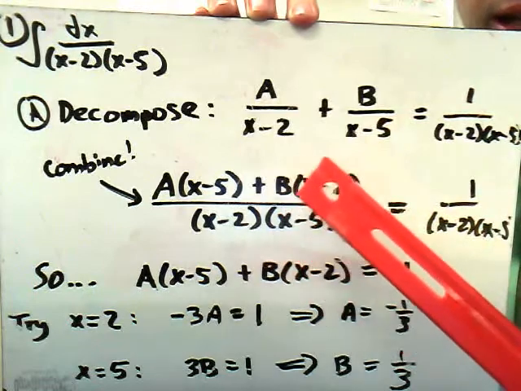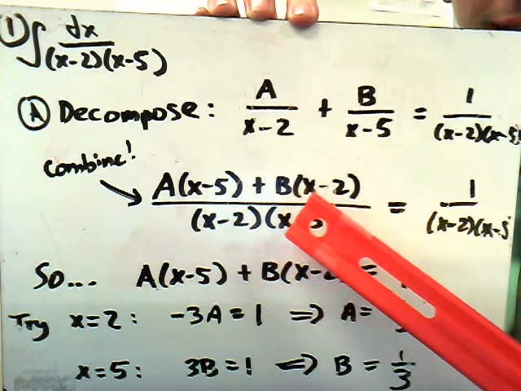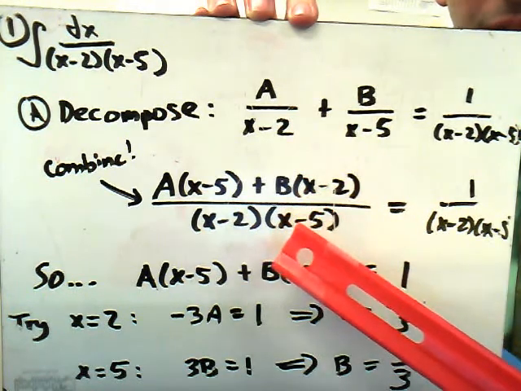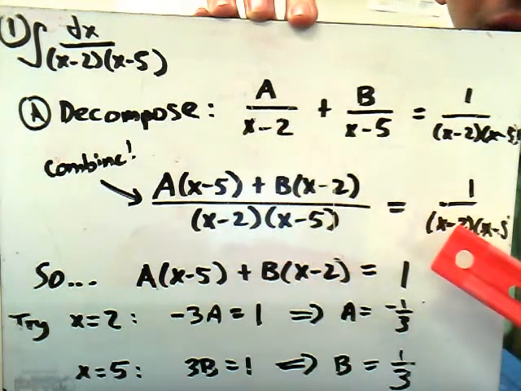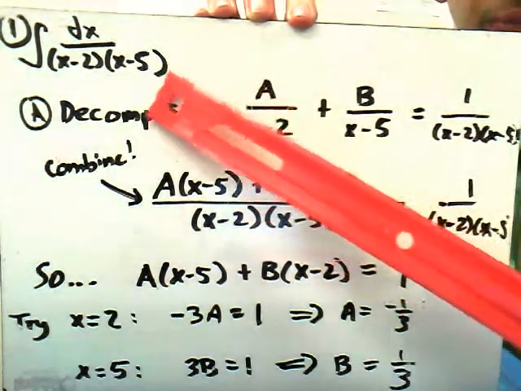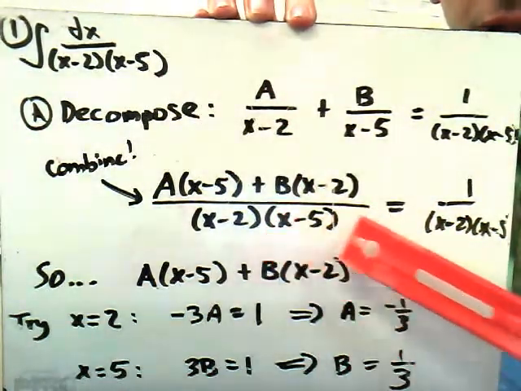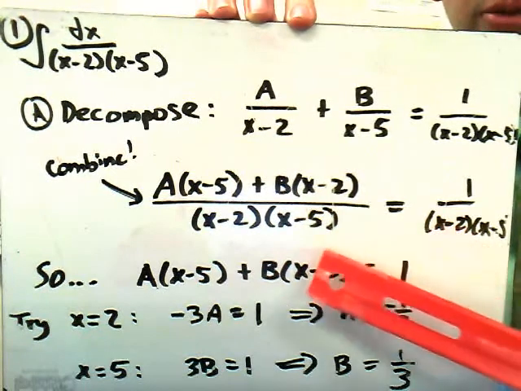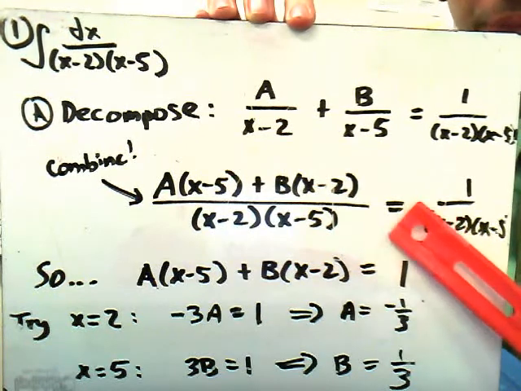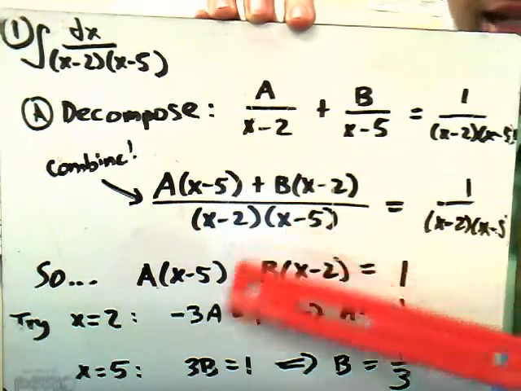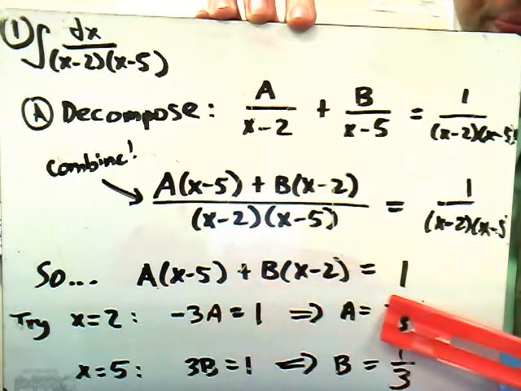In this case, we find the common denominator and find that A times x minus 5 plus B times x minus 2, over x minus 2 times x minus 5, has to be equal to 1 over x minus 2 times x minus 5, which is the original. Once we do that, we know that the denominators of these two fractions are equal. The only way the two fractions can be equal is if the numerators are equal. So A times x minus 5 plus B times x minus 2 has to equal 1.